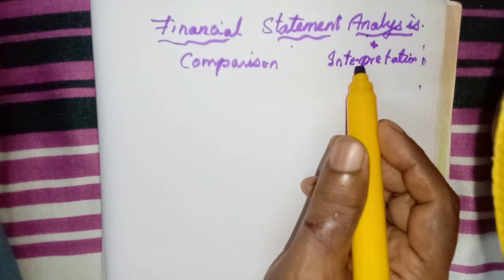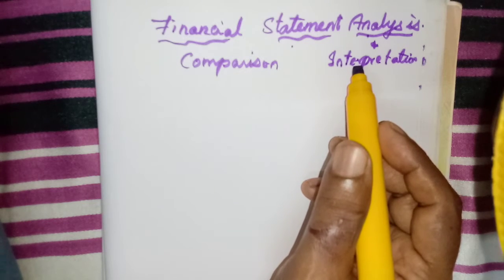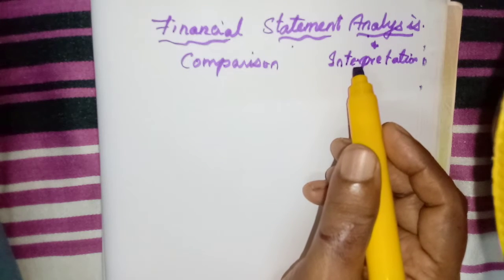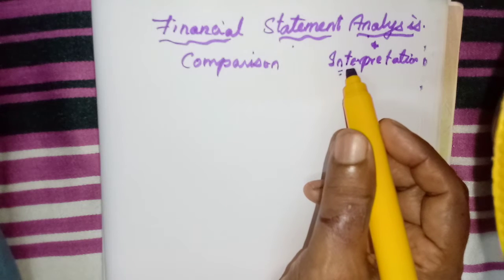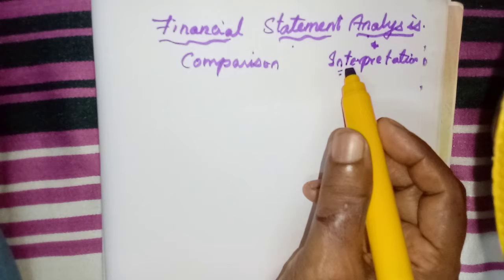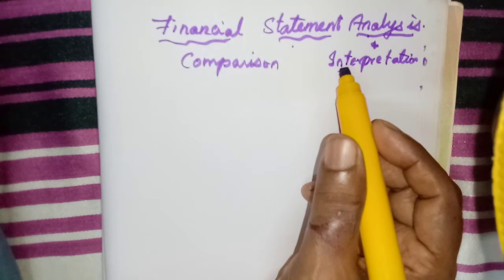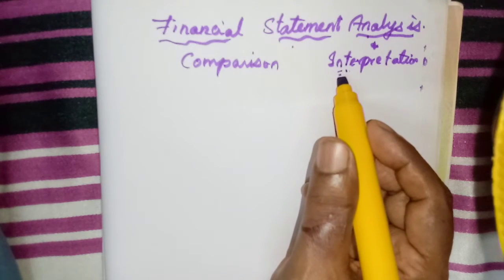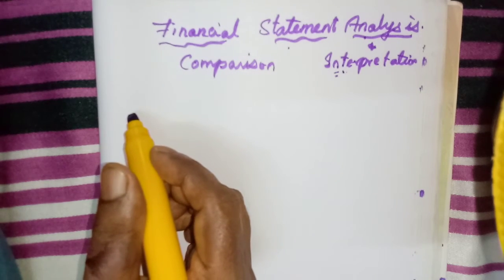So first they will compare or analyze the financial statements in many ways. Once they have done the analysis, and whether any deviation is there, what is the reason for that less profit or more profit, whatever it is, they will analyze and write the explanation for the reason of the increase or decrease. That is called interpretation.